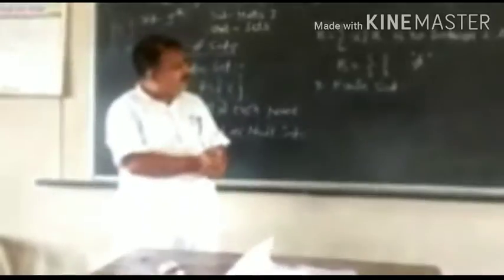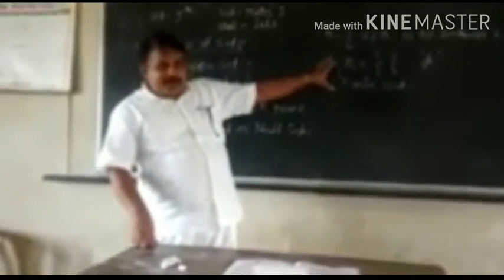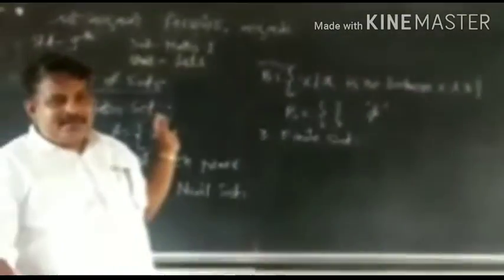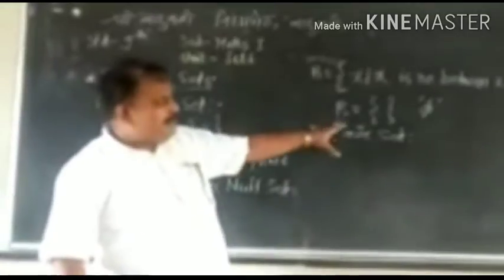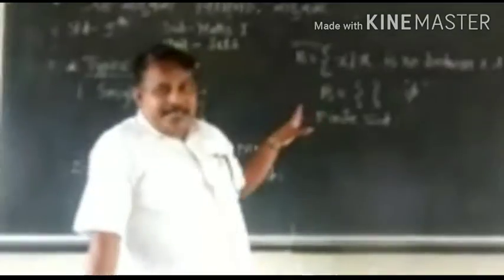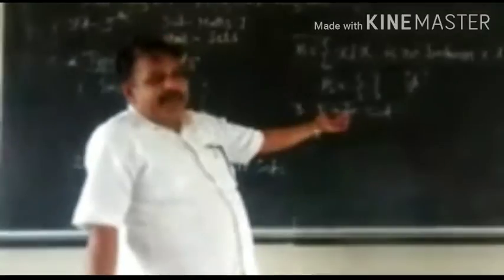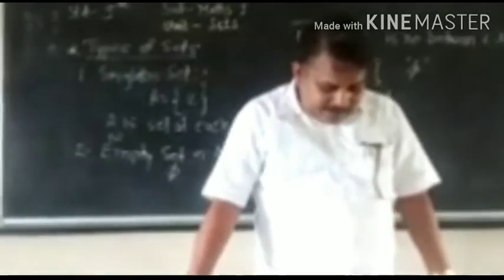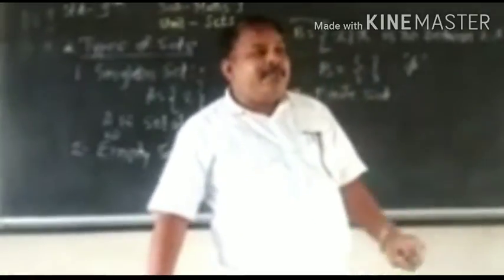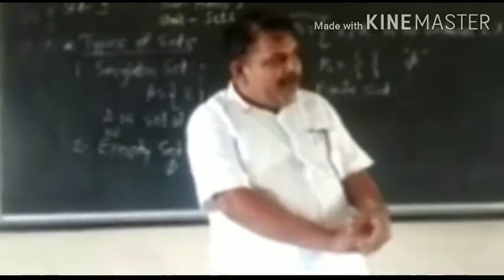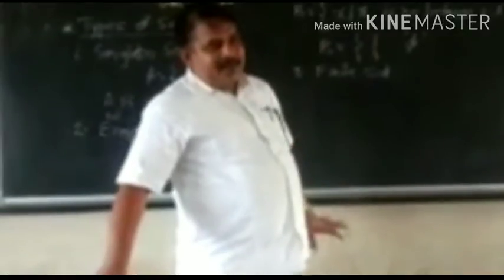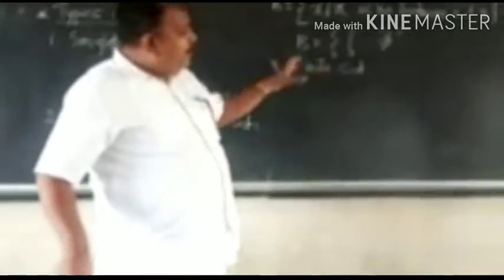Now we consider the third one, the finite set. What is the meaning of finite set? A finite set is a set which consists of elements and these elements have a limit. That means we give the condition and there are elements which have a certain number. We can count them. If we can count them, then that is the finite set. For example, C is the set which consists of numbers between 1 to 22 that are divisible by 4.